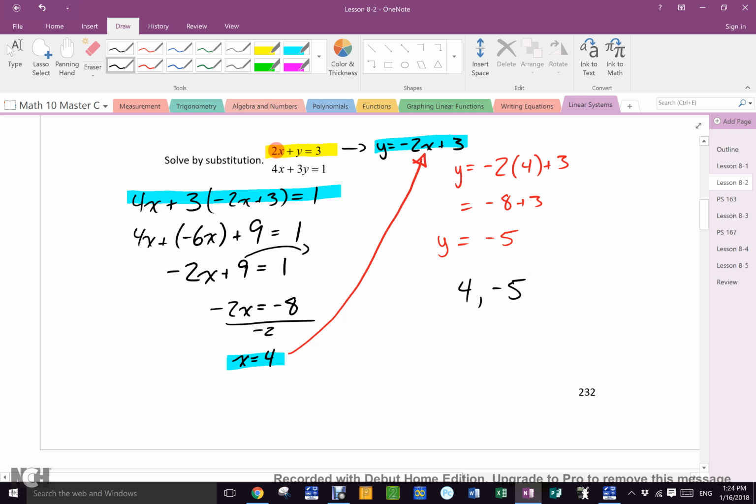Are we right? Let's check. What's 2 times 4? What's 8 minus 5? 3. Are we right? Yep. What's 4 times 5? 20. Sorry, 4 times 4. 16. What's 3 times 5? Negative 15. What's 16 minus 15? 1. So are we right?